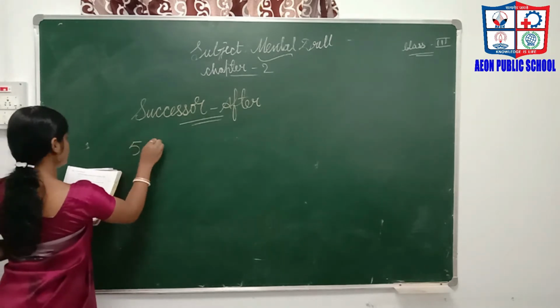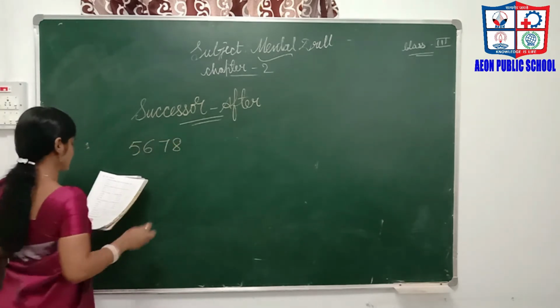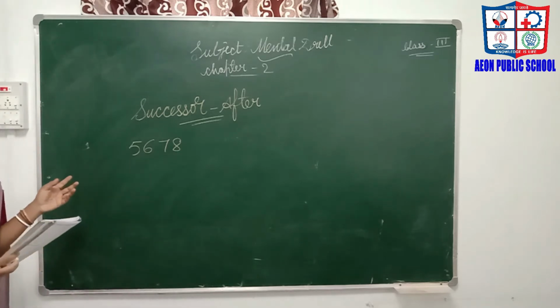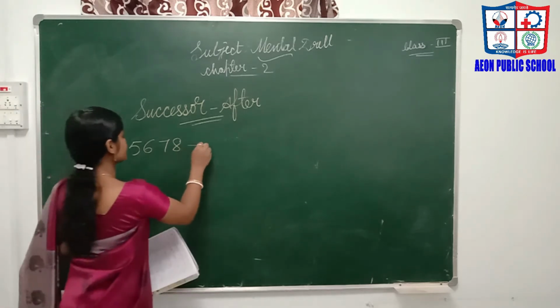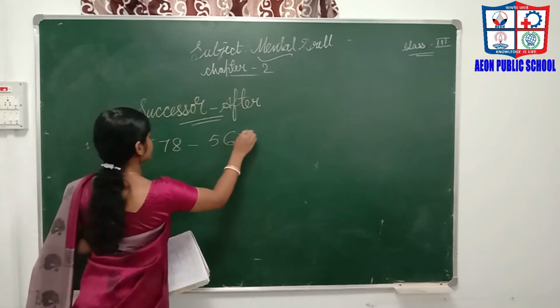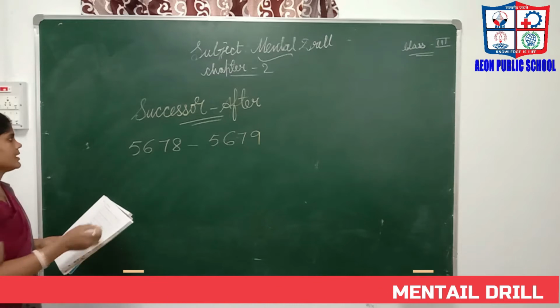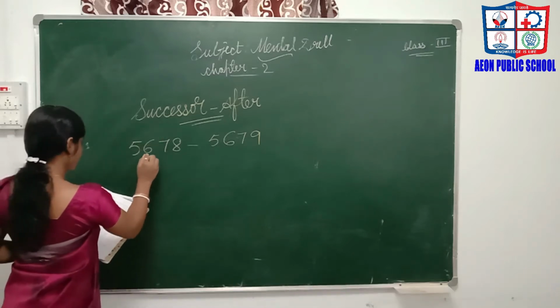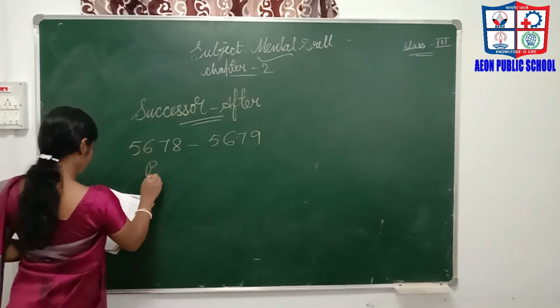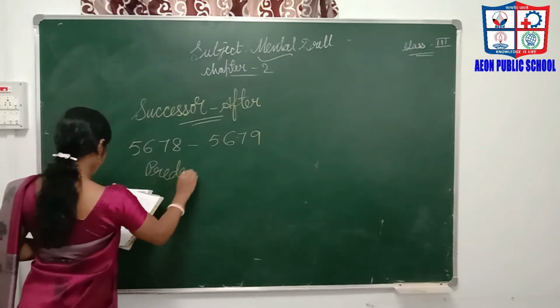So see the first one. Here also I will explain only two. 5678. What is the successor of this number? 5679 is the successor, meaning the after number. And for the same number, if you find the predecessor, it means the before number.